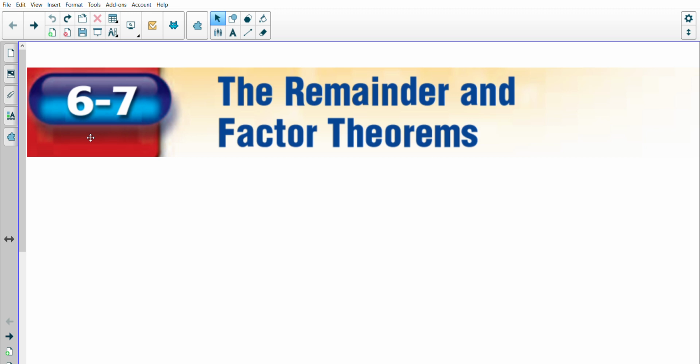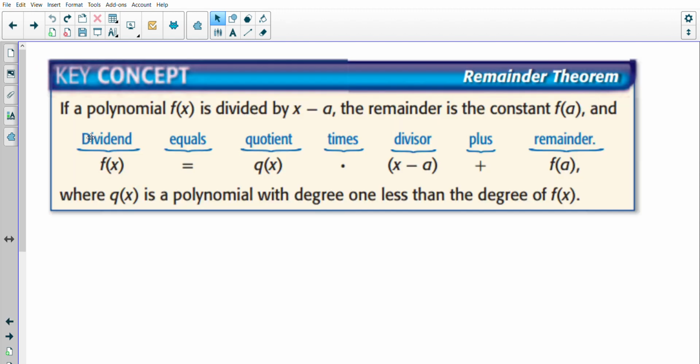In this video, we're going to look at section 6-7, the remainder and factor theorems. So these theorems will come off a little bit tricky, but once we start and go through a couple examples, they actually become fairly simple. So if the polynomial f of x is divided by x minus a, the remainder is the constant f of a. So notice that a comes from the x minus a.